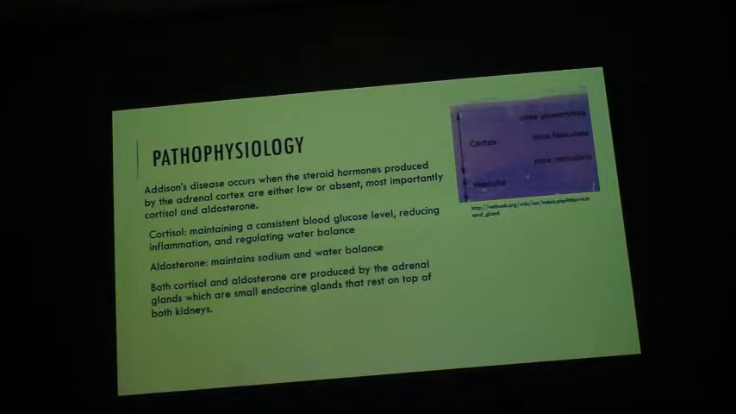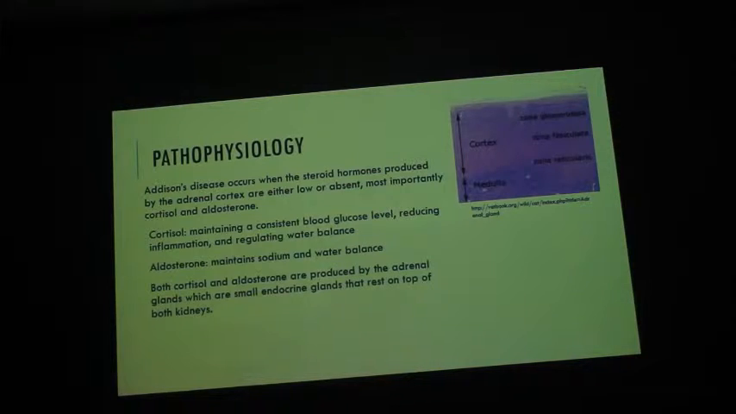Addison's disease is when the steroid hormones produced by the adrenal cortex are either low or absent. Within this, there is consistent insufficient production of steroid hormones called glucocorticoids, cortisol, and mineralocorticoids, aldosterone. Cortisol is produced by the zona fasciculata of the adrenal cortex, which is located on the kidneys, and is regulated by the pituitary gland in the brain.